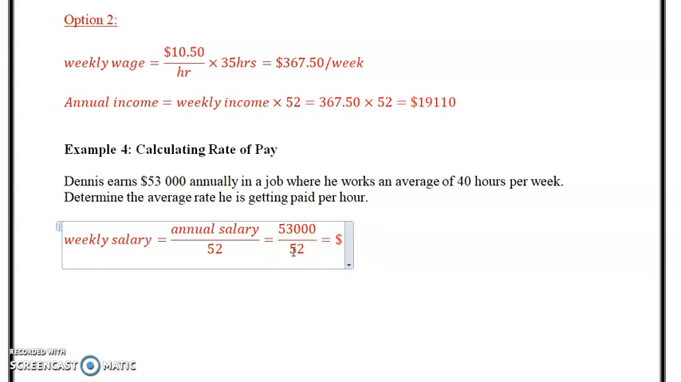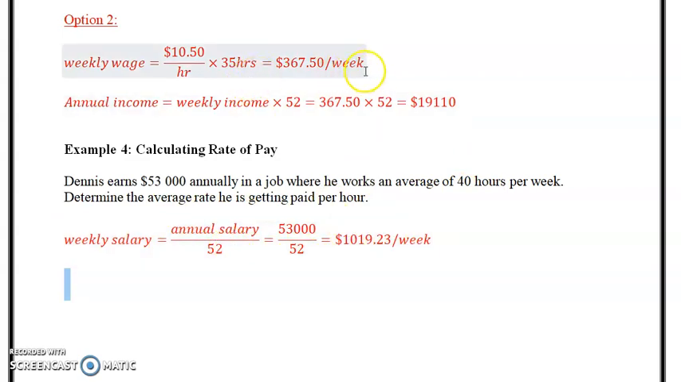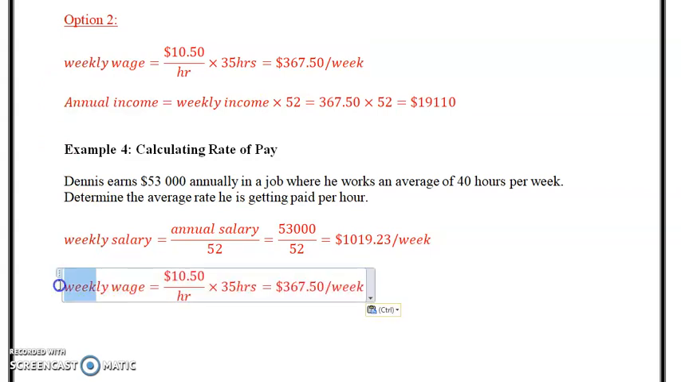So 53,000 divided by 52 would be $1,019.23 per week, and he works an average of 40 hours a week. So then I'm going to take the weekly and call it hourly wage. Hourly wage is going to equal the $1,019.23 per week divided by the 40 hours.